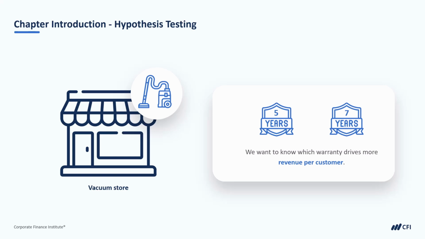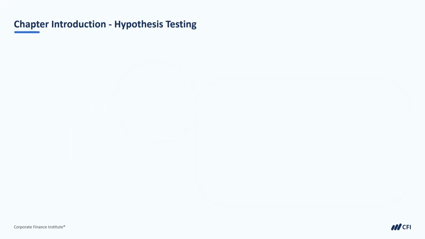To do this, we need to generate some samples to compare and analyze. We cannot capture this information for the entire population, so we will need to make inferences from our samples. So, let's assume we have observed the vacuum store for 2 weeks. We have collected data for 3 samples.